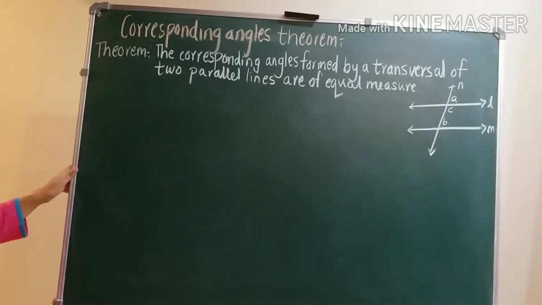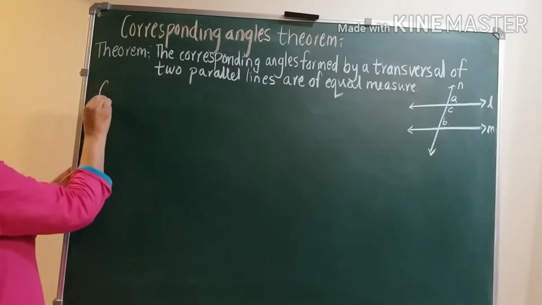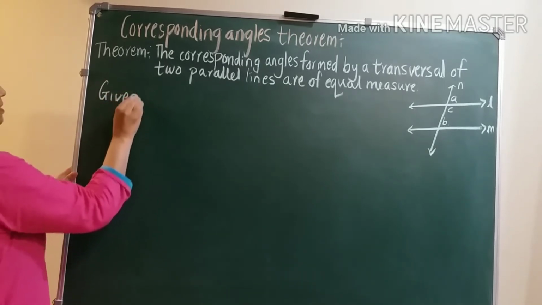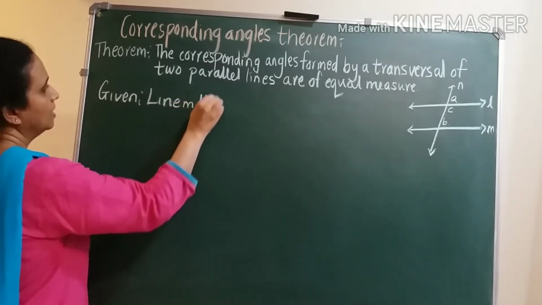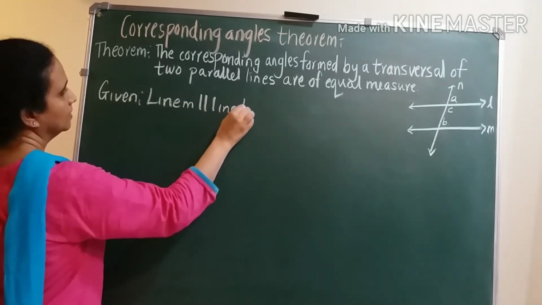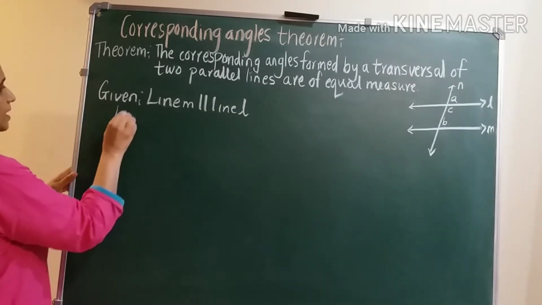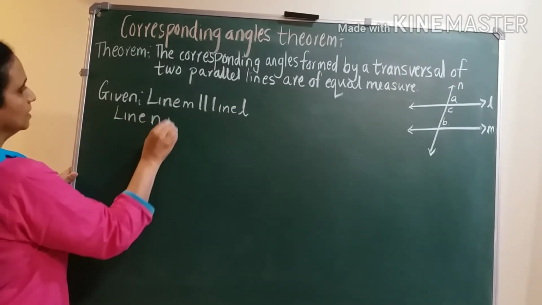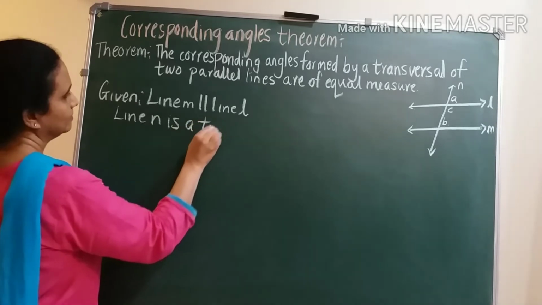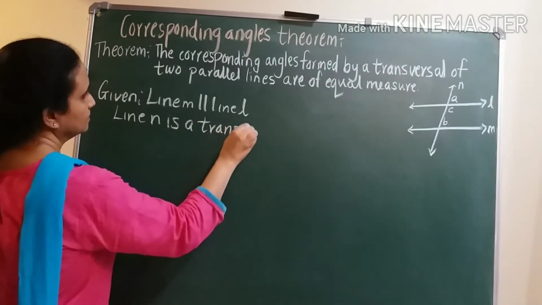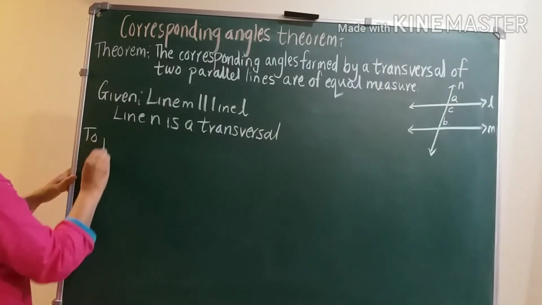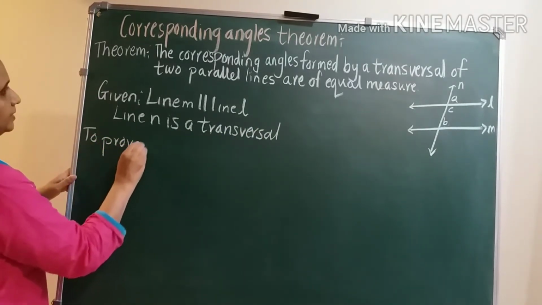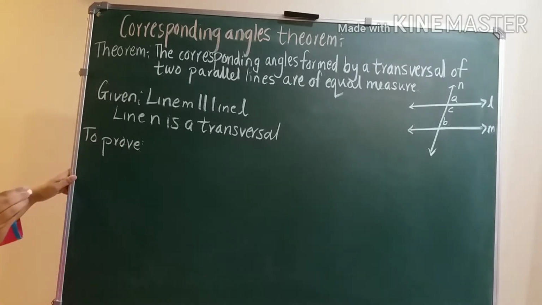Over here first we'll write down given. What is given to us? Line M is parallel to line L. Line N is a transversal. What we are going to prove? To prove that the corresponding angles formed are of equal measure.